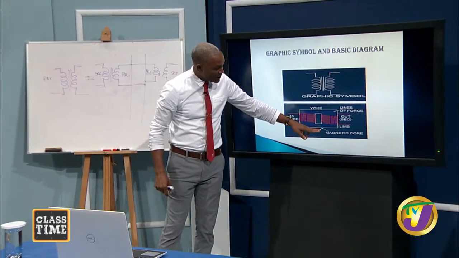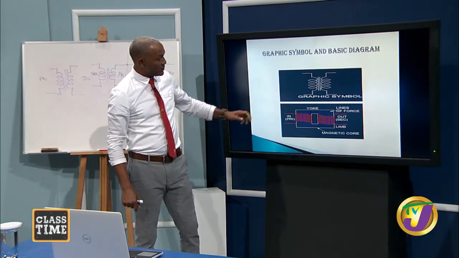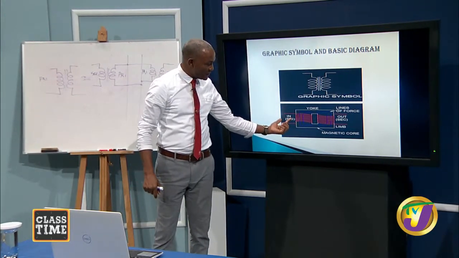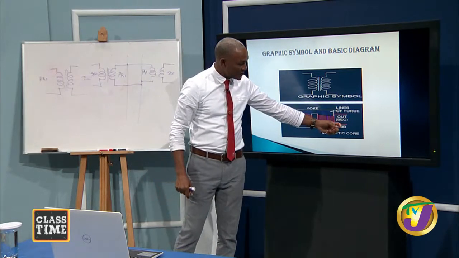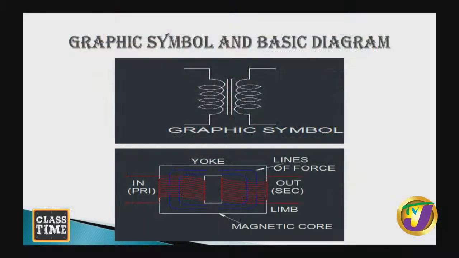Then you look at the construct. The primary side, yes, is on your left-hand side, and your secondary is on your right-hand side, and it says out, and it says in. So your primary is really your input, and your secondary is your output. Then it has lines of force.